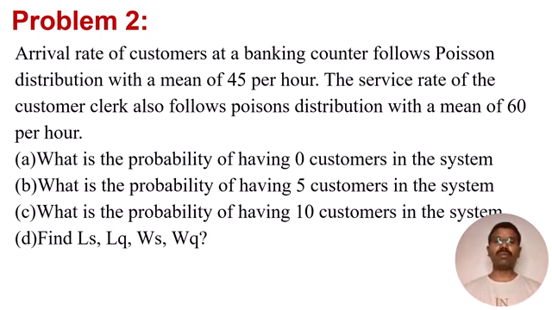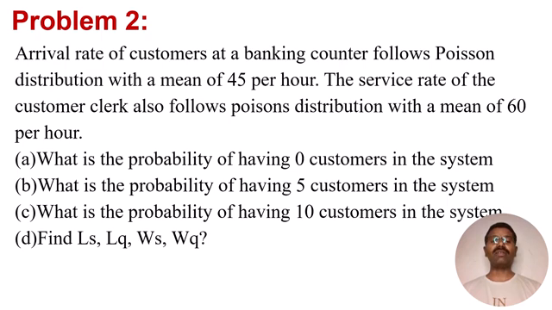So here the problem asks directly. They have given the arrival rate directly and the service rate also directly, and he is asking to find the probability of having 0 customers, 5 customers and 10 customers in the system, and also asks you to find the length of the system, the length of the queue, the waiting time in the system and the waiting time in the queue. So this is the direct question. Let us first try to understand the problem.